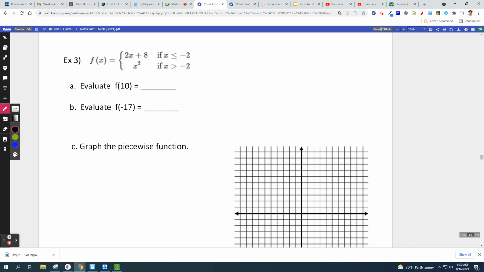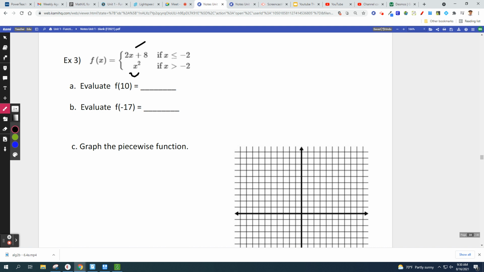So example 3 is another piecewise. From the main title of the lesson, basic functions, you should know that one of them is a line and one of them is a parabola. Just looking at it, you should know that one of the pieces is a straight line and one of them is a parabola. Did you know that? Okay.